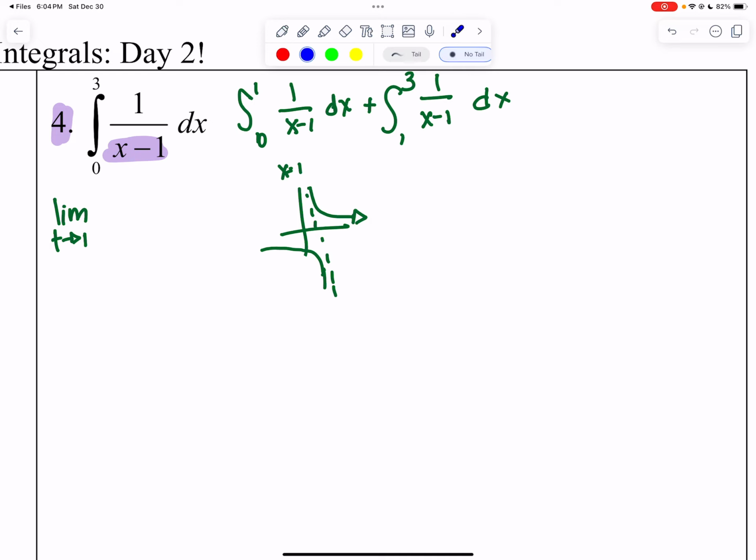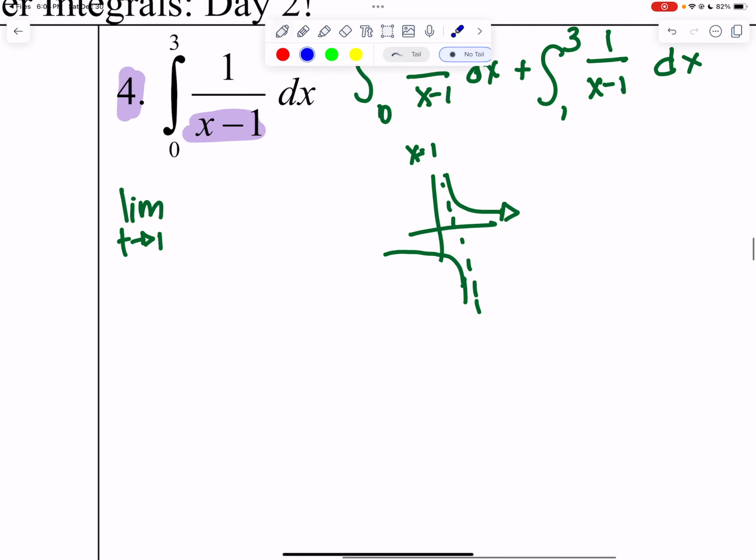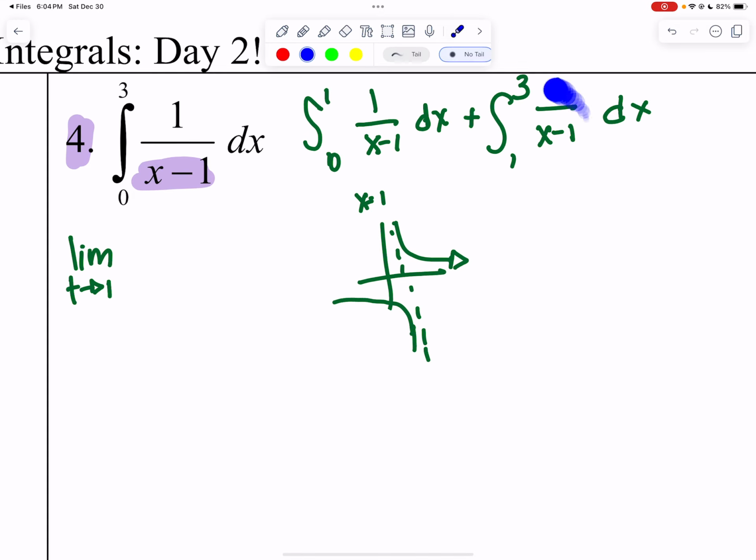Then we are approaching it from the left side. So the left side. So here's 0, and then here's 1, the left side. And then this one right here is going to be the right side. But we're going to focus on this one first to see if it converges.